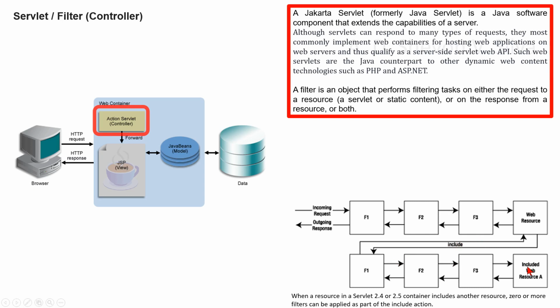Now filtering can be applied between the first processing resource and any included resources. For example, if the first JSP page includes the output from multiple JSP pages or servlets, the filters could be applied for each included resource.